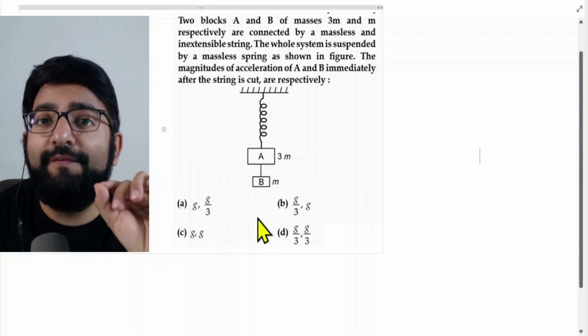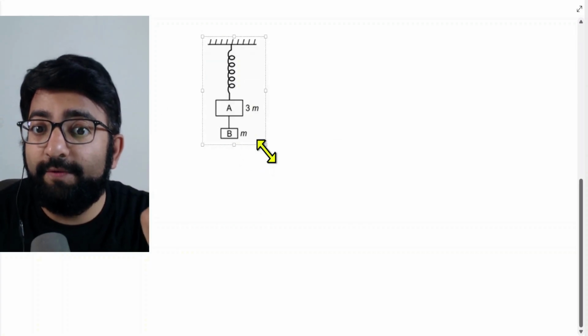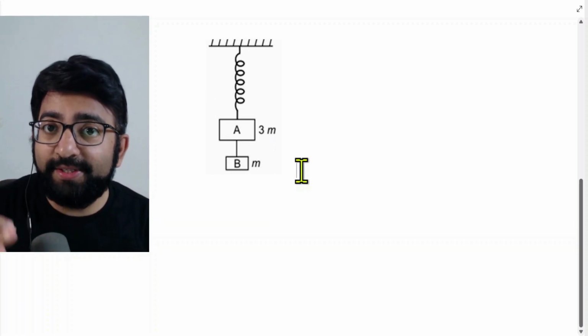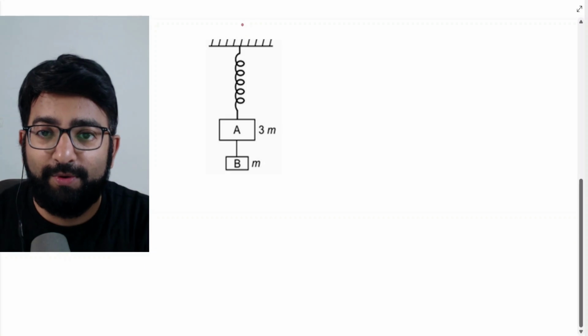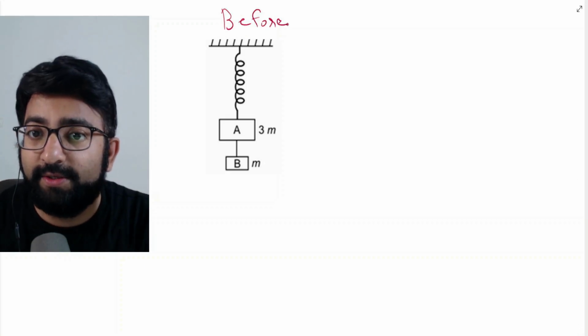So how do we approach this question? Step one is to always draw the free body diagram. We just need to figure out what are the different forces acting on the system before the string is cut and after the string is cut. So let's do the before case first. So let me write here: before the string is cut.